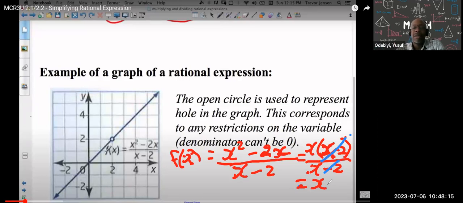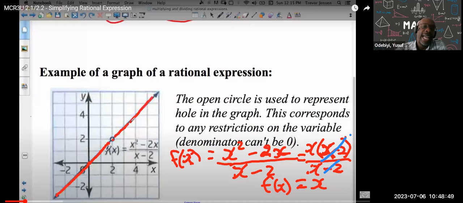But we have to state the restriction. So f of x equals x means my slope is 1 and I don't have a y-intercept. I start from the origin and my slope is 1, so I rise 1 and I run 1, rise 1 and run 1. That's my slope. If that's the case, I can just draw a straight line.